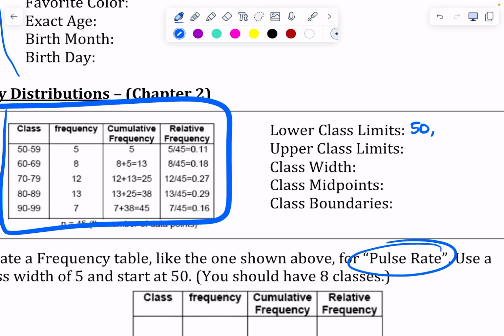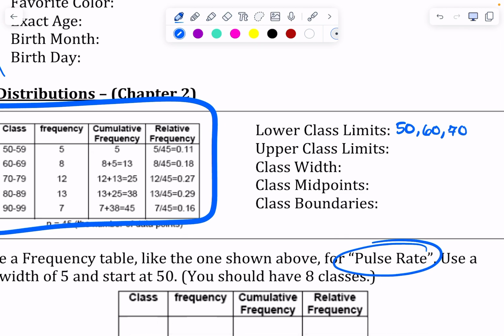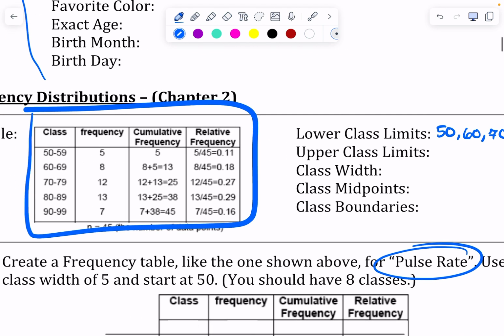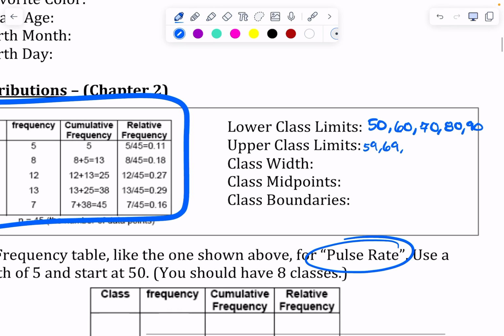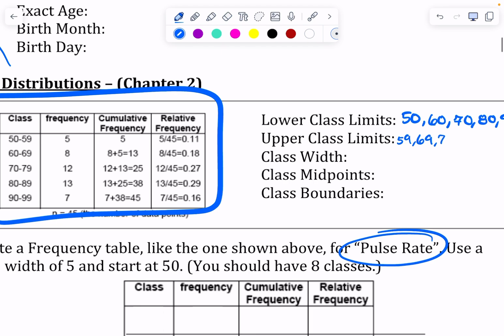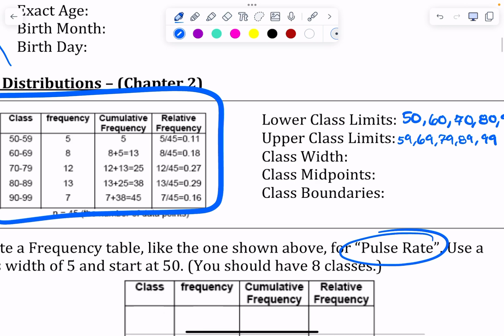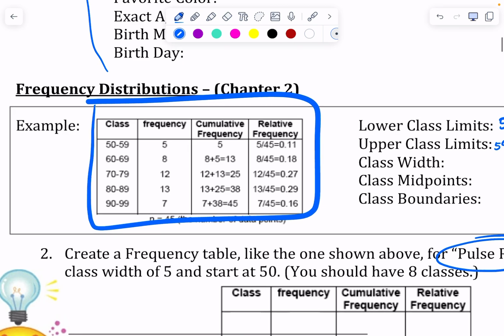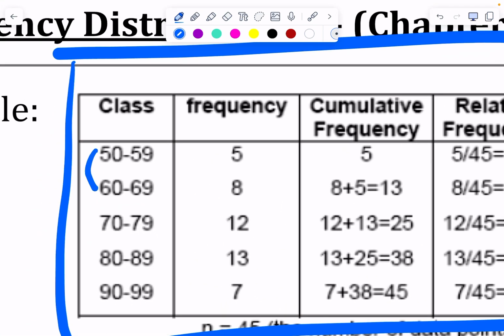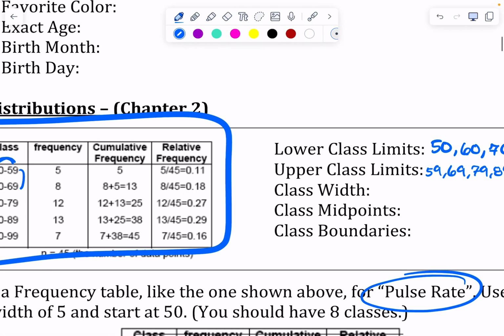50 and 60. They're only asking for the lower number. 50, 60, 70, 80, 90, right? What are the upper class limits? 59, 69. Put this at the top, or in this box, so you can remember what's what. 79, 89, 99. Okay, what's the class width? How wide are they? 10. Are they 9 wide or 10 wide? 10. You go from lower to lower or upper to upper. You don't go the distance here. Do you remember that? Yeah. Class width is 10.